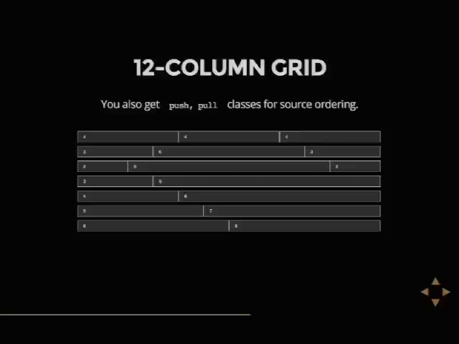Or if you pulled it, you'd pull that third column of 4 in this first row, and you can make it go the other way. So you can swap your content without changing the markup. And it's really powerful with that.